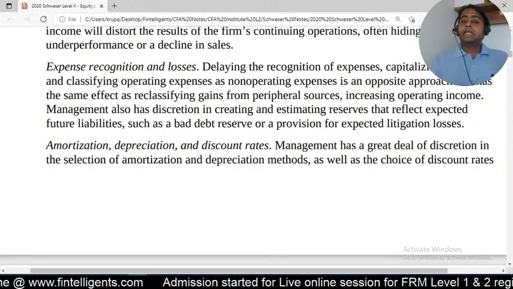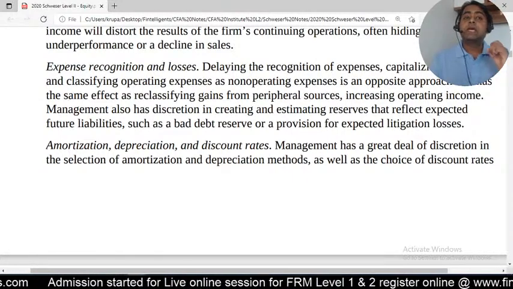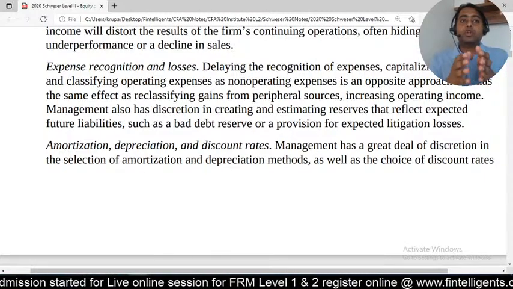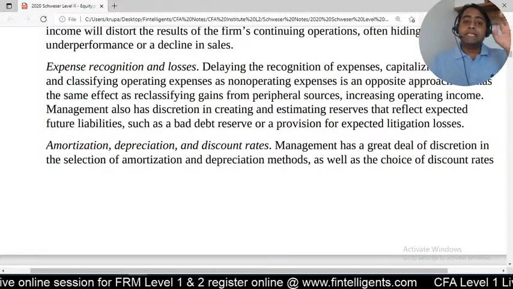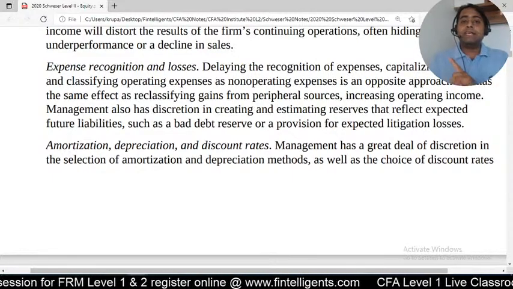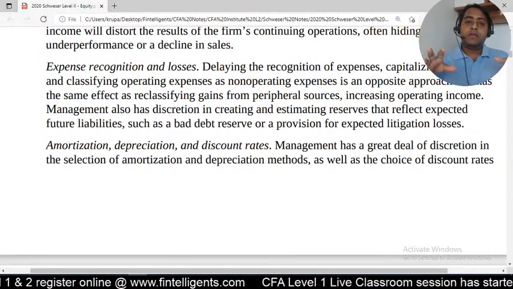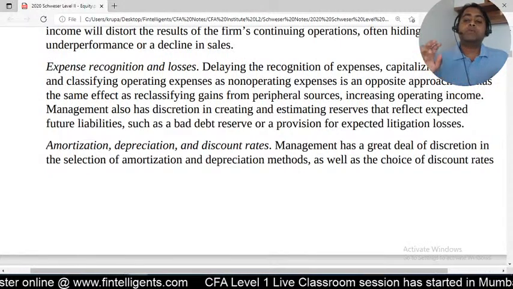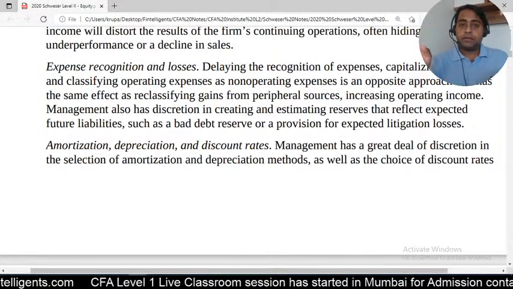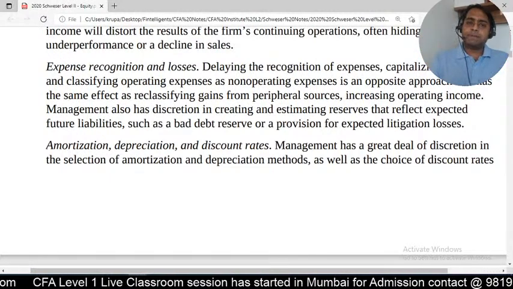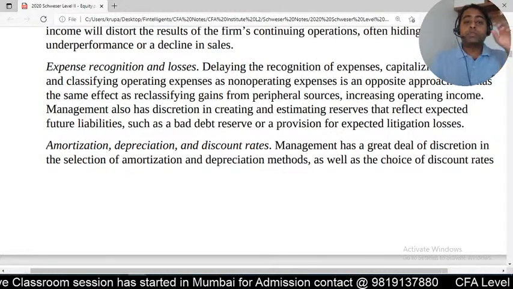Read the first line. Delaying the recognition of expenses or capitalizing the expense. What is capitalizing the expense? If you are showing an expense in the income statement, that means you are recognizing this expense in this financial year. But when you capitalize the expense, you take it to the balance sheet and spread it across a number of years, for 4 years, 5 years, and then you amortize those expenses. That will give a different effect. So if some expenses are normal expenses in a year, but you capitalize them and take them to the balance sheet, this year's profit will be higher.